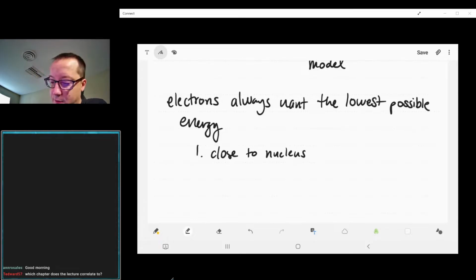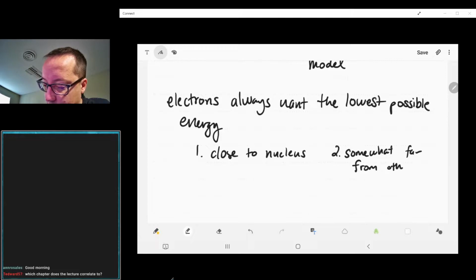The other one is the same idea: we want them to be far away from other electrons. We're going to see that some of these different houses for electrons are bigger than others, and that our magic number is going to be 2. Each of our little houses for electrons can hold 2 electrons. After that, it's just too much energy. They're too close to each other.